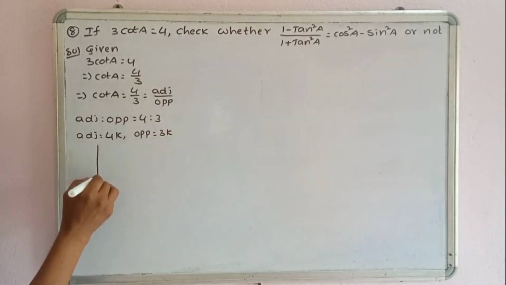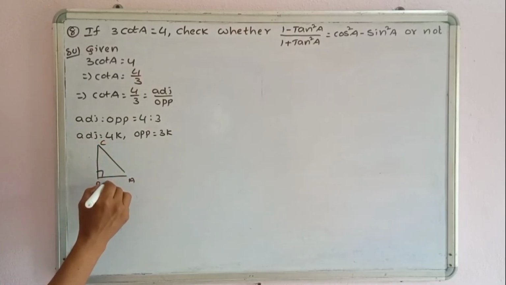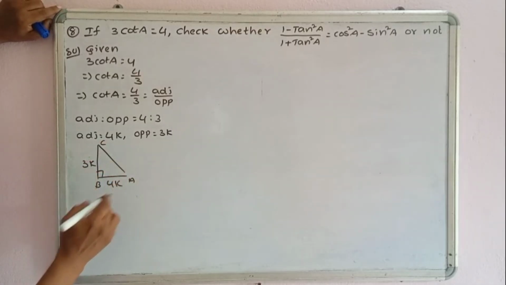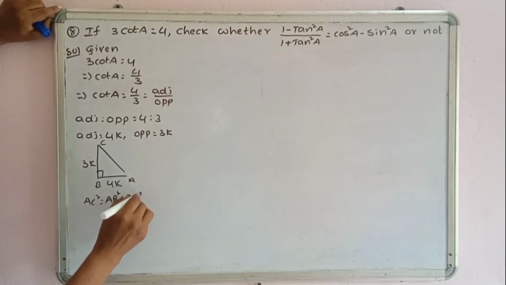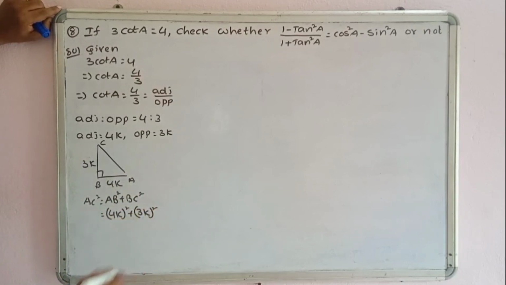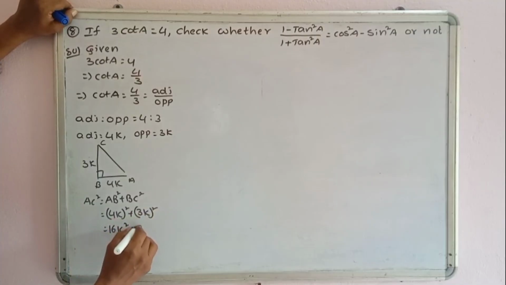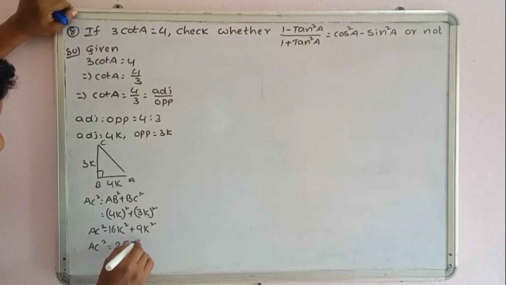So draw a triangle ABC, angle B is right angle. Adjacent is 4k, opposite is 3k. From triangle ABC, using Pythagoras theorem, AC square equals AB square plus BC square. AB is 4k, so 4k whole square plus BC value 3k square. 4k whole square is 16k square, 3 square value 9k square. AC square equals 16k square plus 9k square, which is 25k square.